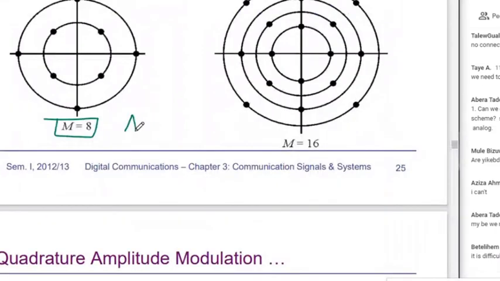So in terms of amplitude A and in terms of theta, what are the possible combinations?